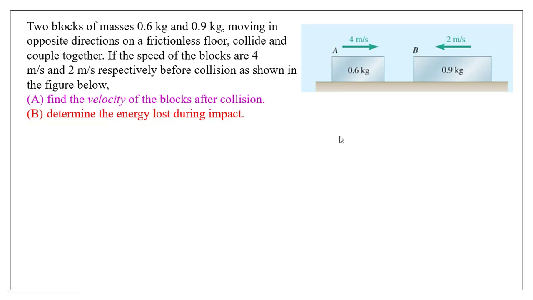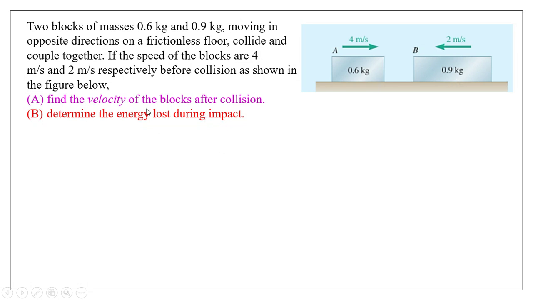So in this particular problem, we have two blocks, block A being on the left, block B being on the right. Block A is 0.6 kilogram, block B is 0.9. Block A is initially moving rightward at a rate of 4 meters per second, and then block B is moving leftward at a rate of 2 meters per second. They are going to collide and then couple together or stick together.